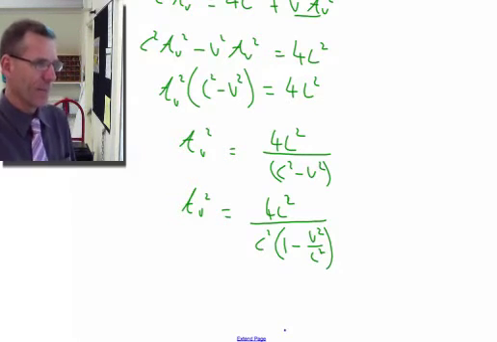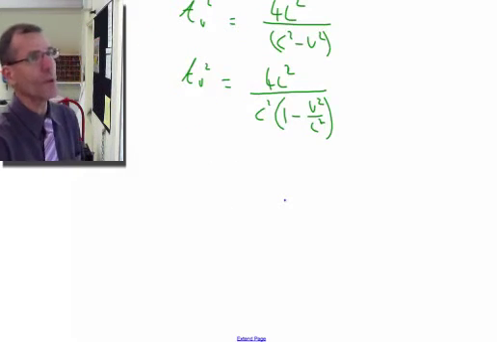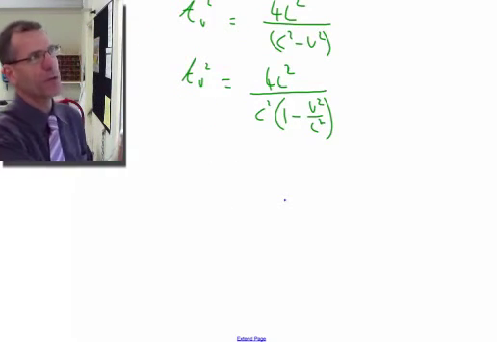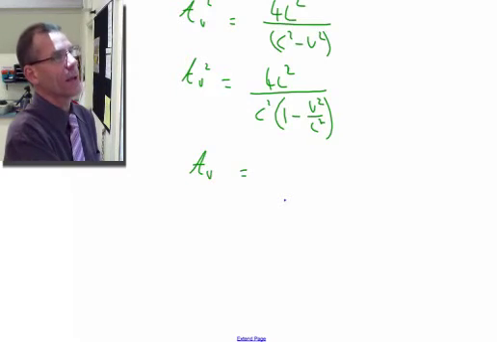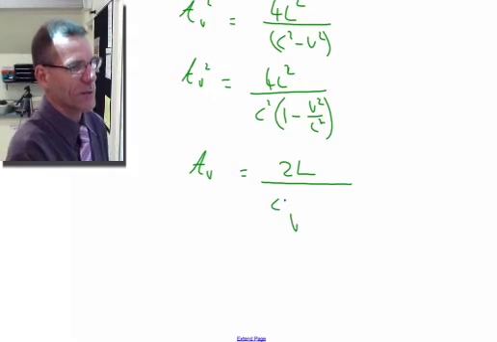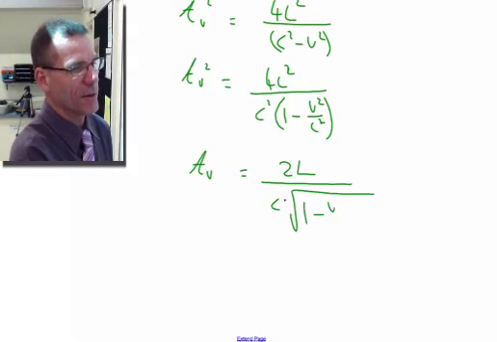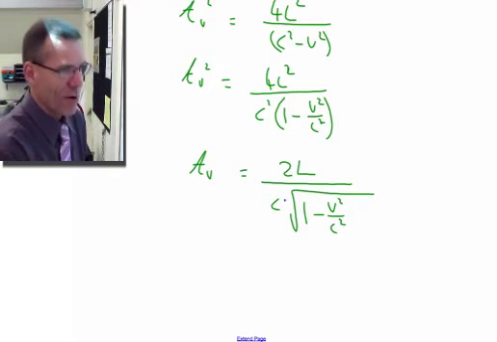Okay, so we're getting there. So we're taking out that common factor. So let's take the square root of both sides to get rid of all the squares. So that gives us that tv equals 2l on c outside of the square root of 1 minus v squared on c squared. Okay, so we're getting very, very close.